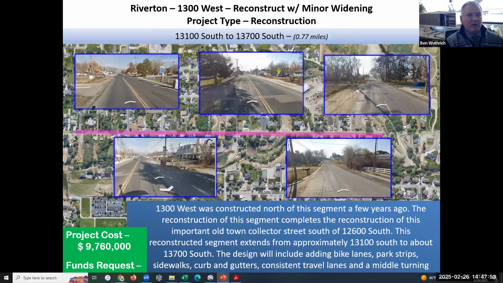Next project is a request in Riverton. This is 1300 West. This is a reconstruct with minor widening to establish a uniform cross section with curb, gutter and sidewalk, as well as bike lanes between 131 South and 137 South, about 3/4 of a mile in length. Estimated project cost is $9.7+ million. Funds being requested are $7.1+ million.